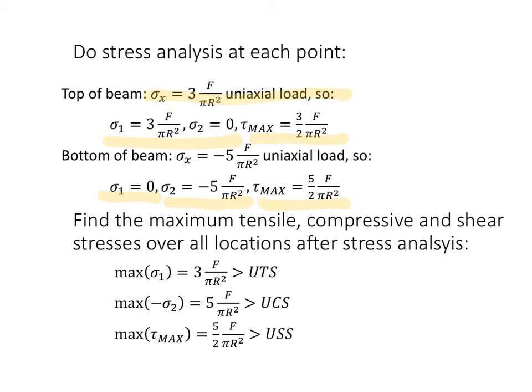So we then compare these. We compare the maximum of sigma 1 in the first location and the second location. And of course, the max is that 3F over pi r squared. And to get the maximum of the negative of sigma 2, we compare the 0 to 5F over pi r squared. I say 5 and not negative 5 because I remembered to take the negative. So that's 5 times that value. And then tau max is the maximum of this and this, which of course is the 5/2. So we have that. And we need all of these to be less than their respective ultimate stresses.